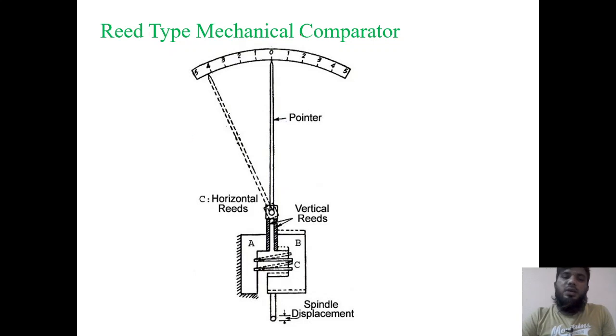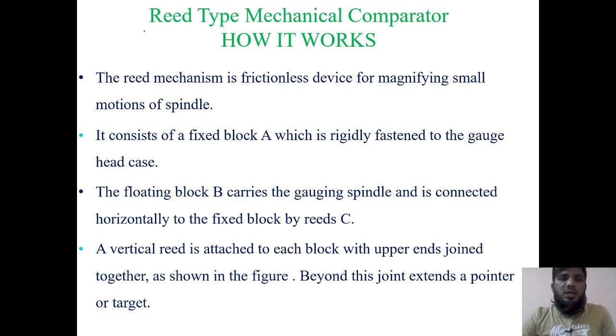The pointer will try to show the dial gauge indicator. That means it will show the dimensions. So the reed mechanism is a frictionless device for magnifying the small motions of the spindle. It consists of a fixed block A, which is rigidly fastened to the gauge head case.